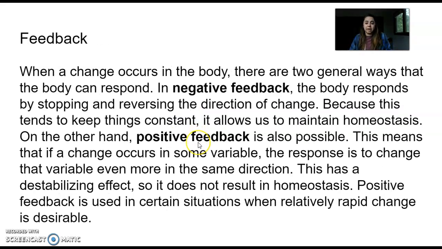Another vocab that we're talking about a lot is going to be feedback. So when a change occurs in the body, there are two general ways that the body can respond. In negative feedback, the body responds by stopping or reversing the direction of the change, because this tends to keep things constant and allows us to maintain homeostasis. Most homeostasis is going to be maintained through negative feedback, because if I go up in temperature, my body's going to do something and then go back down. I'm going to maintain level.